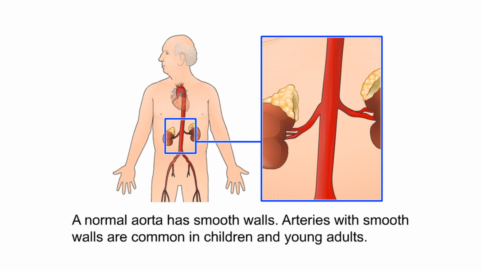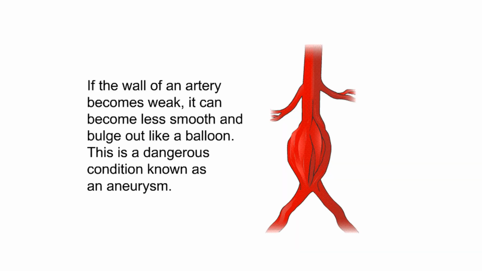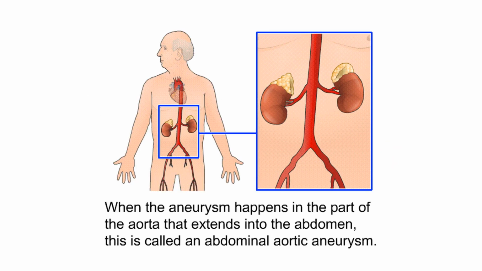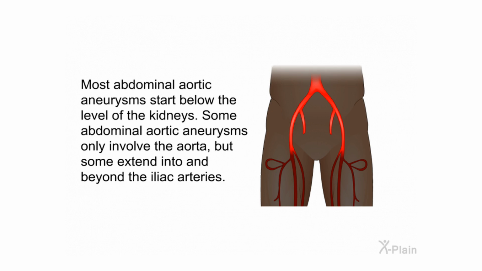A normal aorta has smooth walls. Arteries with smooth walls are common in children and young adults. If the wall of an artery becomes weak, it can become less smooth and bulge out like a balloon. This is a dangerous condition known as an aneurysm. When the aneurysm happens in the part of the aorta that extends into the abdomen, this is called an abdominal aortic aneurysm. Most abdominal aortic aneurysms start below the level of the kidneys. Some only involve the aorta, but some extend into and beyond the iliac arteries.